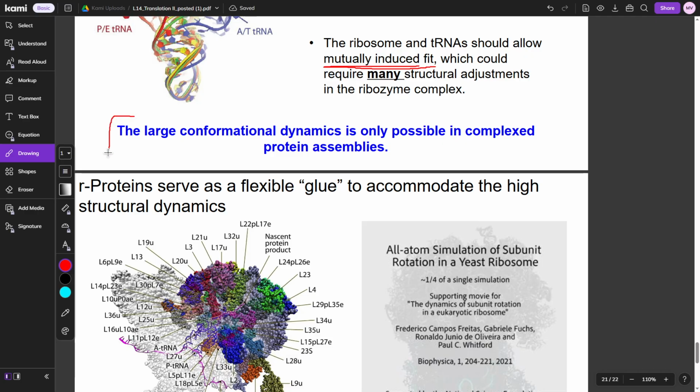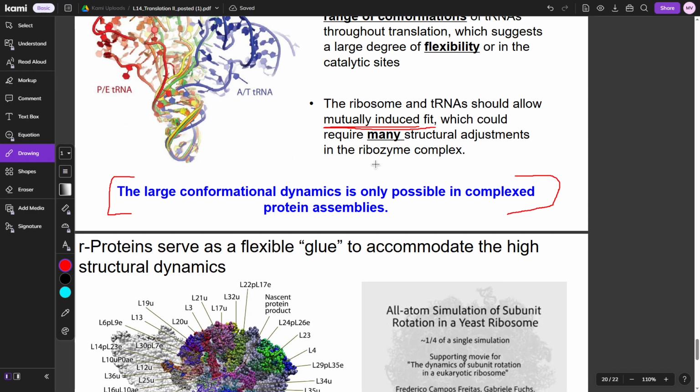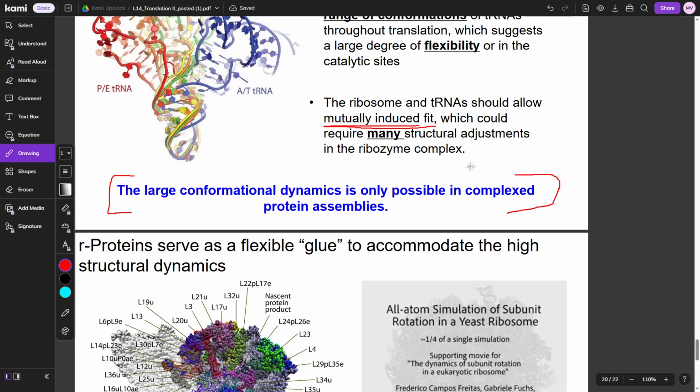And this kind of thing is only possible in complex protein assemblies. So when you have multiple subunits, by the way, a single subunit is not going to move in this way, but multiple subunits together connected through different interactions, that will do it.